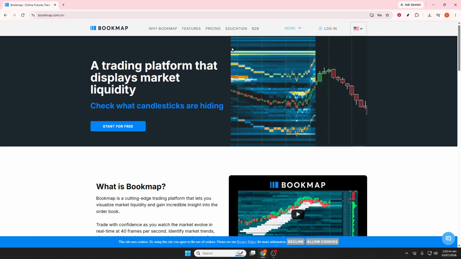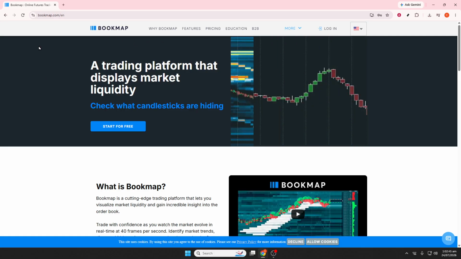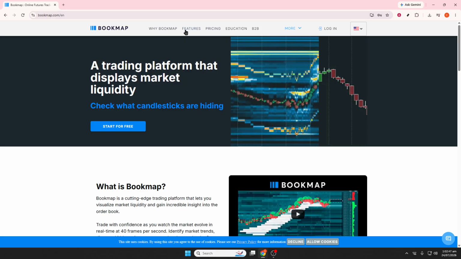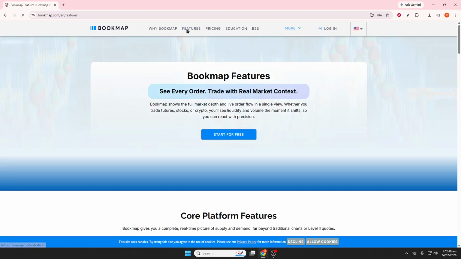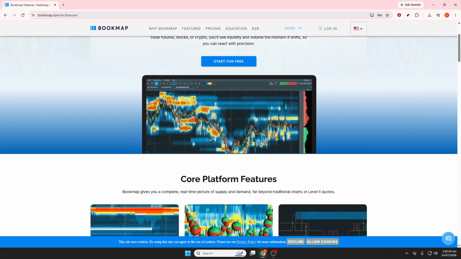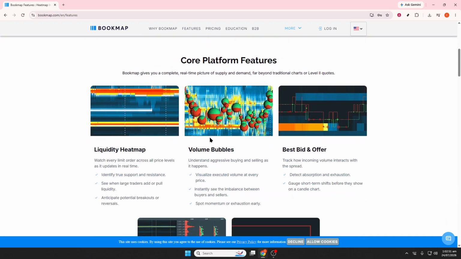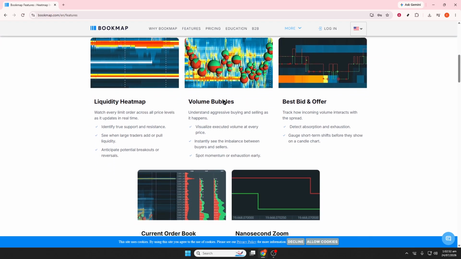Start by opening Bookmap and loading the market you want to analyze. Once your chart is up, make sure the Time and Sales column is visible. If you do not already see it on your layout, open the columns panel and enable Time and Sales from there. This panel is important because it gives you a live record of executed trades as they happen.